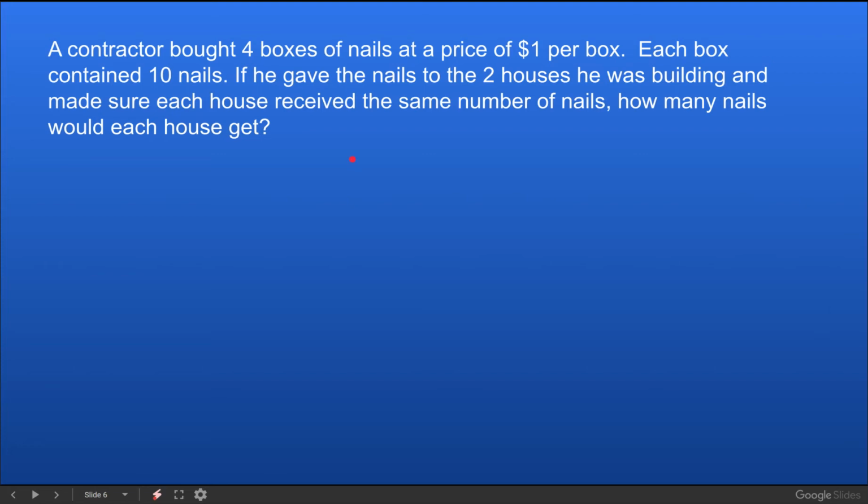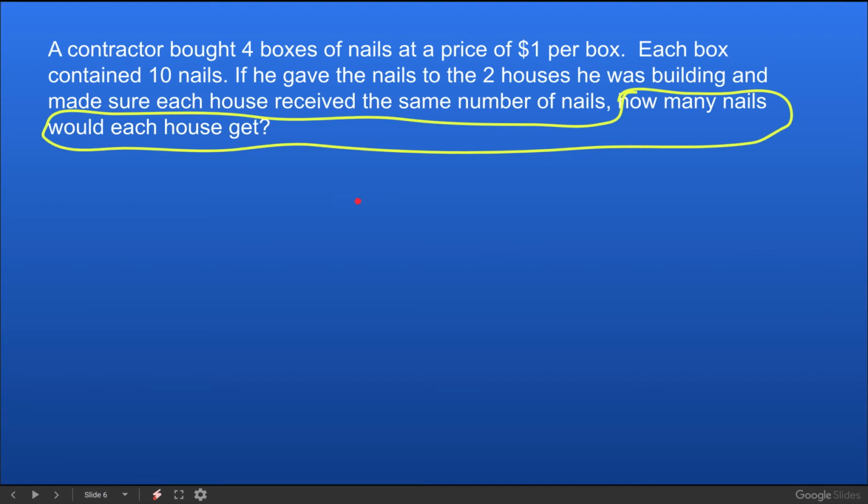First thing I need to do is figure out the question that is being asked or the problem that needs to be solved. So we need to figure out how many nails would each house get. So we're going to have to go through the problem and figure out the important information.